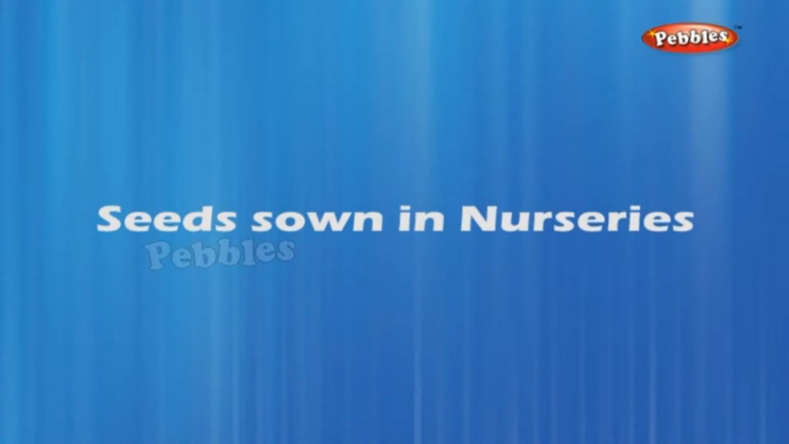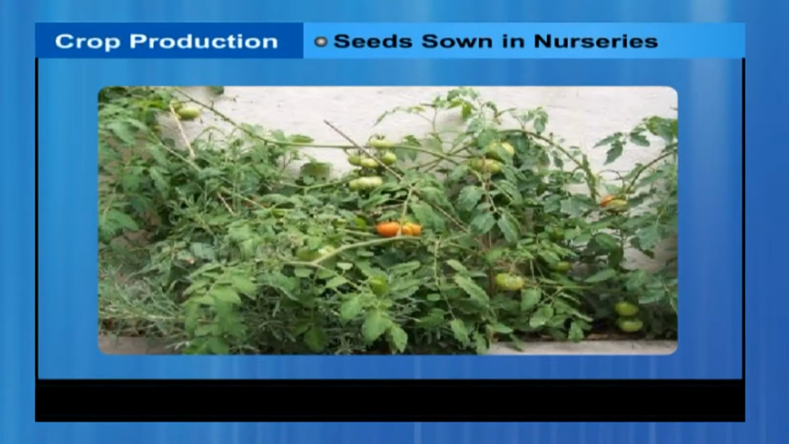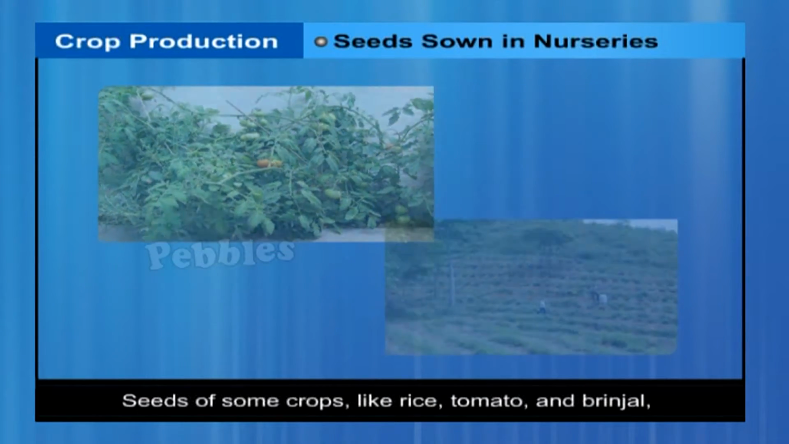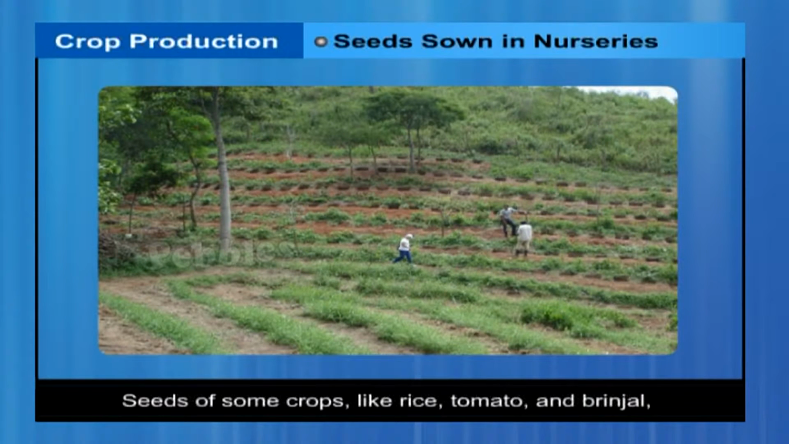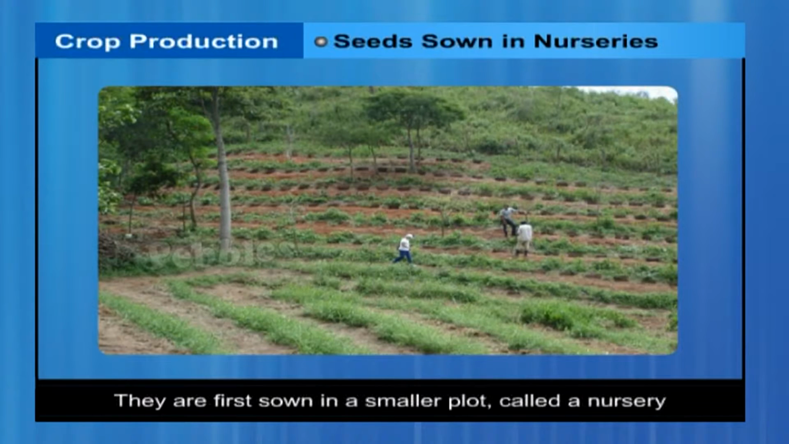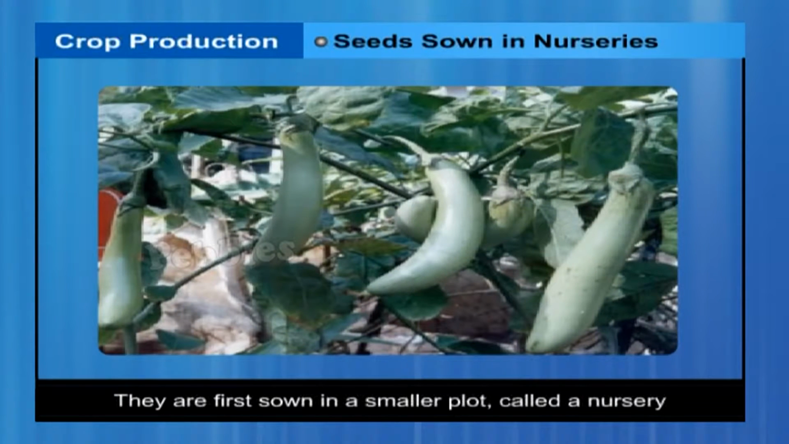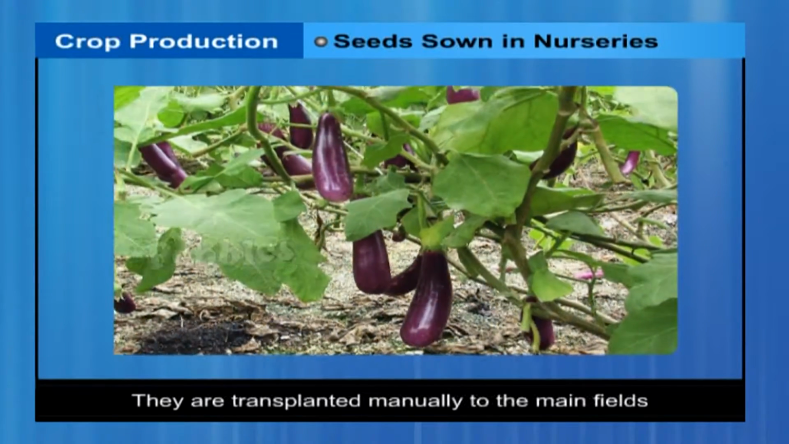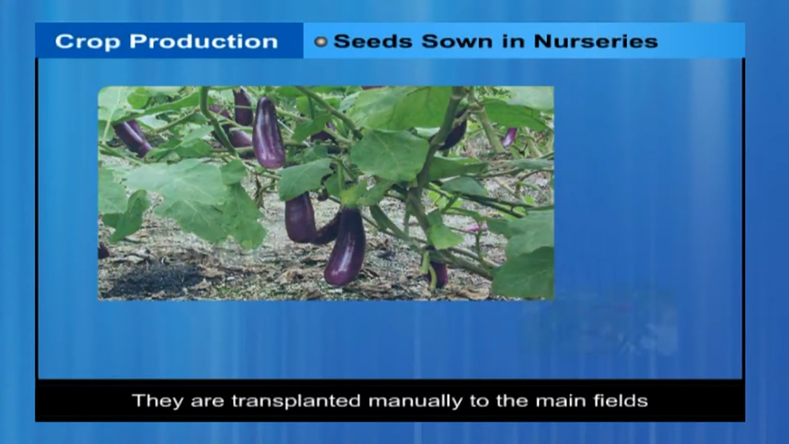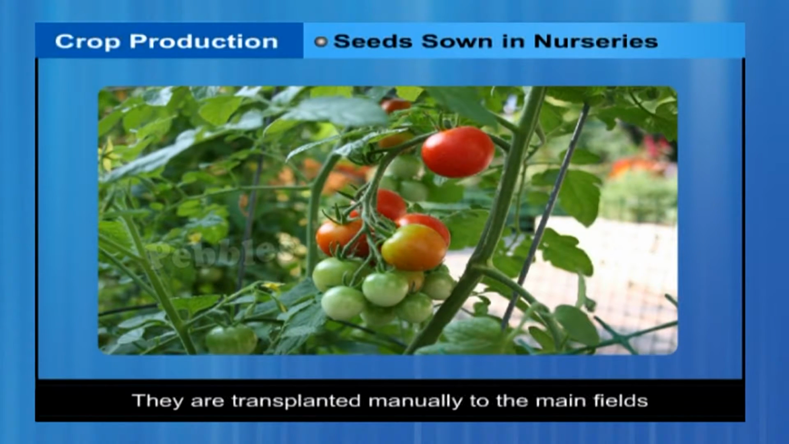Seeds sown in nurseries. Seeds of some crops like rice, tomato, and brinjal are not planted directly in the main fields. They are first sown in a smaller plot called a nursery. Once the seeds germinate and become seedlings, they are transplanted manually to the main fields. Seedlings are sown at an appropriate distance from one another to avoid overcrowding.